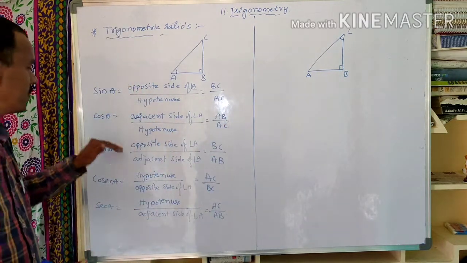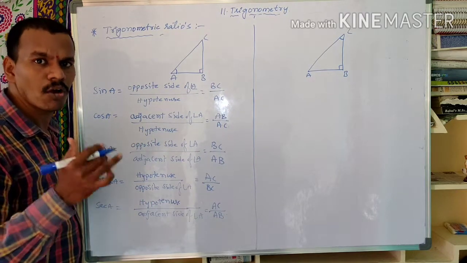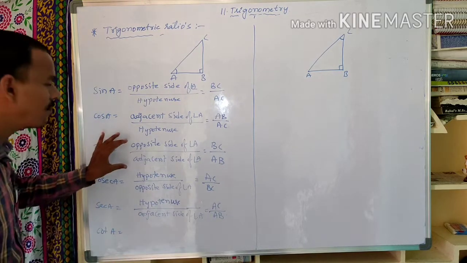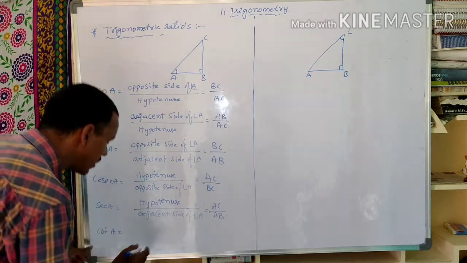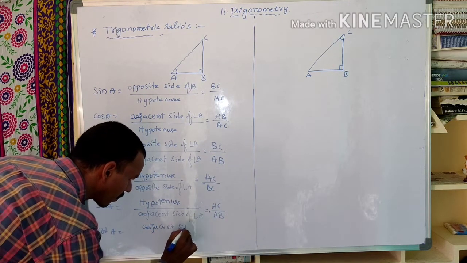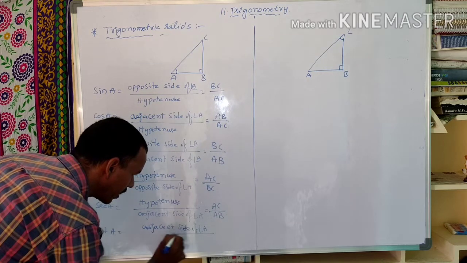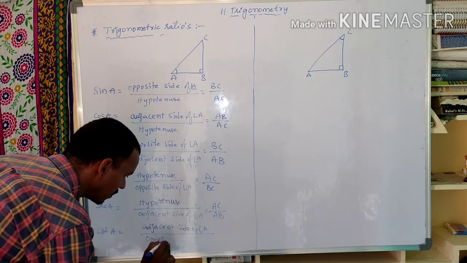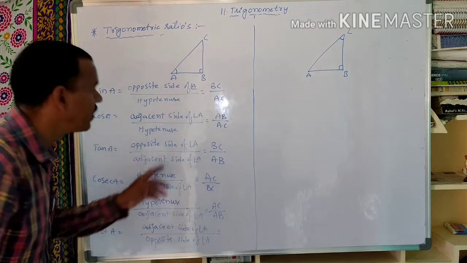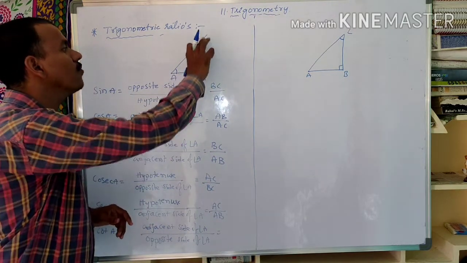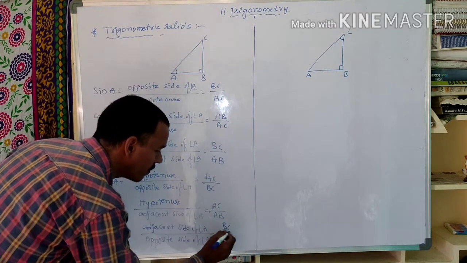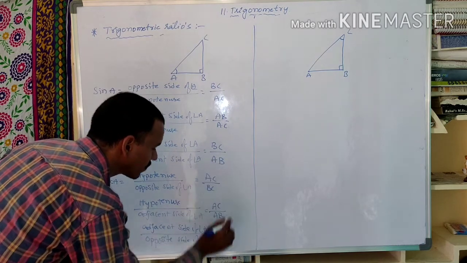Now next, the multiplicative inverse of tan is cot. Cot A is the inverse of tan A. That means the adjacent side of angle A by the opposite side of angle A. The adjacent side is AB and the opposite side is BC, so the reverse becomes AB by BC.